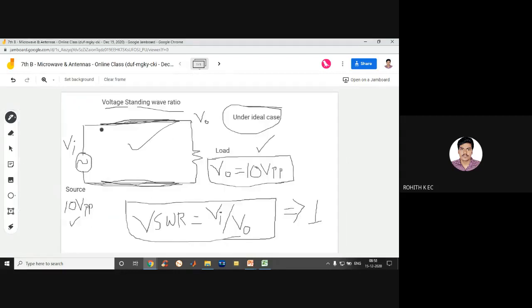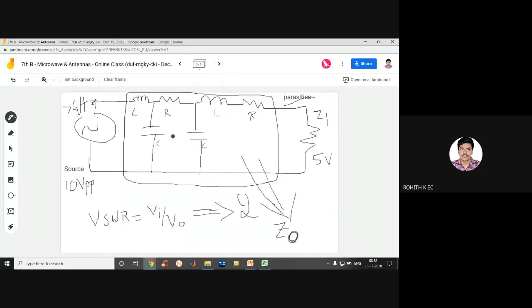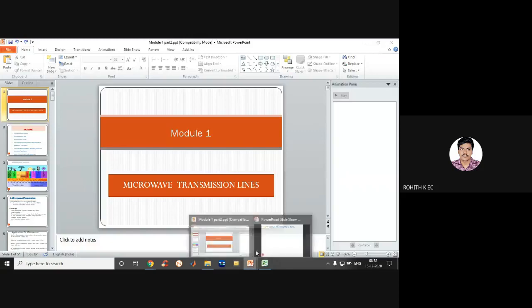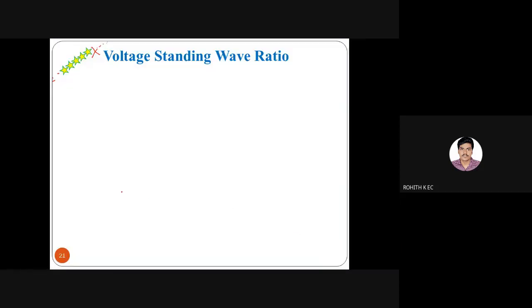Under ideal circumstances, this is what we expect our transmission line behavior to be. However, there will be parasitics. To compensate for these parasitics, we have something called characteristic impedance. When characteristic impedance is equal to load impedance, we will have maximum power transfer. Okay, so with this in mind, let us come to the concept of VSWR and its equations.